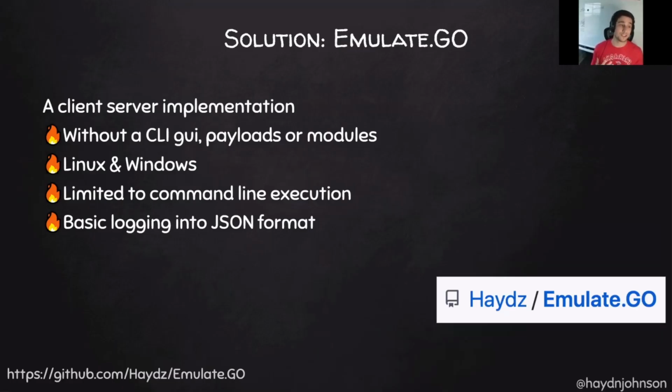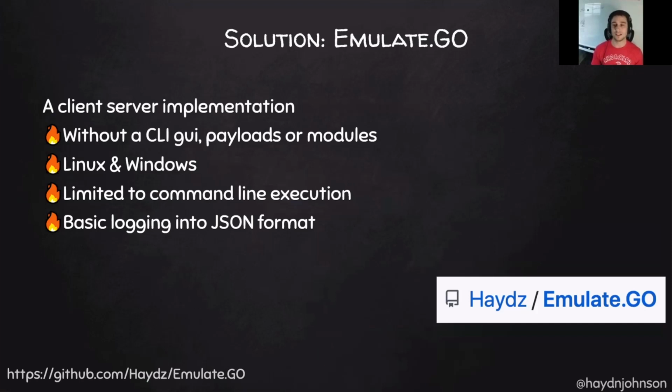The solution then was Emulate.Go. Someone linked it. Thank you, Ophi. It was a client-server implementation without a command line interface GUI. By that, I mean it has a command line interface, but it doesn't have a command line interface GUI like Metasploit or PowerShell Empire. It doesn't have payloads or modules. It runs both on Linux and Windows because it's written in Go. I compiled it for Linux and Windows just so the dependencies weren't there. You can also run the Go code itself.